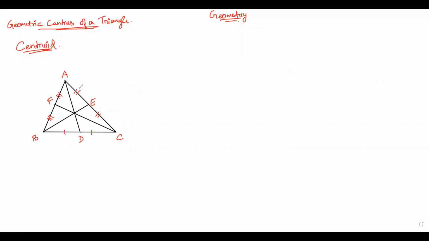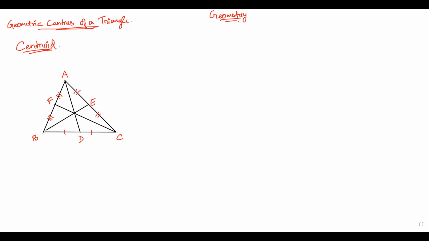Now let us see what is a centroid of a triangle. Suppose we have a triangle ABC such that AD is the median on the side BC, then D would be the midpoint of the side BC. So the lengths of BD and DC would be equal.